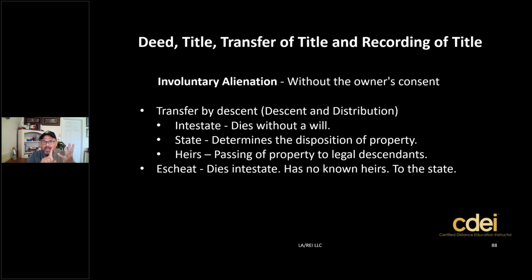Remember, involuntary alienation is without the owner's consent. First one, the transfer by descent and distribution. This is where the law decides: someone dies without a will, called intestate. The actual heirs will get the property based on the state laws. Not the owner's wishes, but the state laws. If the owner wanted it under their consent, they would have written a will, but this is without a will. Involuntary, remember, without the owner's consent. And escheat is when someone dies intestate again, but there are no heirs for the property to succeed to. State law says the state gets the property back and they take ownership of it.